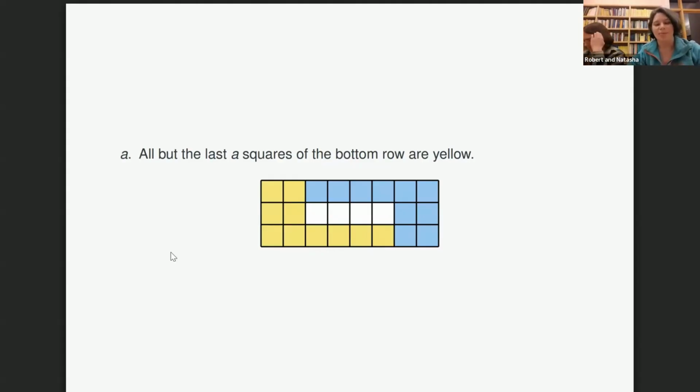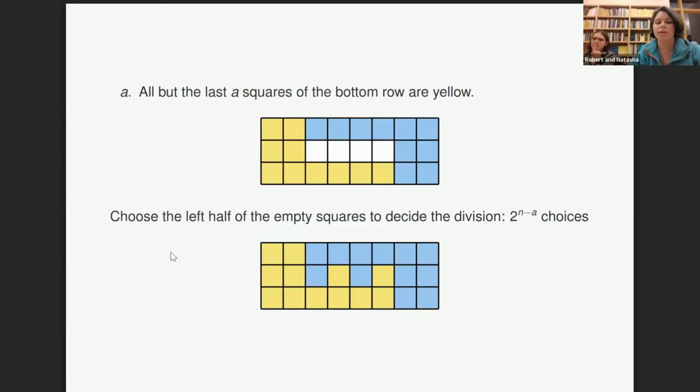I'll continue. Okay, so we have these 4 squares left that we need to count the number of ways to fill. But remember that we only want to fill in the left half, because once we've decided on the squares in the left half, the right half will follow by the fact that the blue and yellow pieces need to be congruent. And so that means that when we choose the left half, that's 2 to the n minus a choices. Right, n is 4, a is 2, that's 2 squared, correct? We chose the left 2 squares, and that gives us choices here.